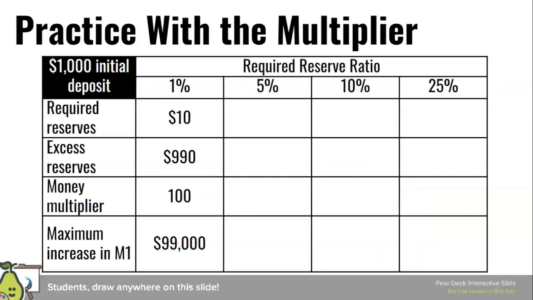Now you can do a little bit more practice if you'd like. You can go ahead and pause and do some math and then unpause and see how you did, pretending that we have a 5% reserve ratio, a 10% reserve ratio, and a 25% reserve ratio.